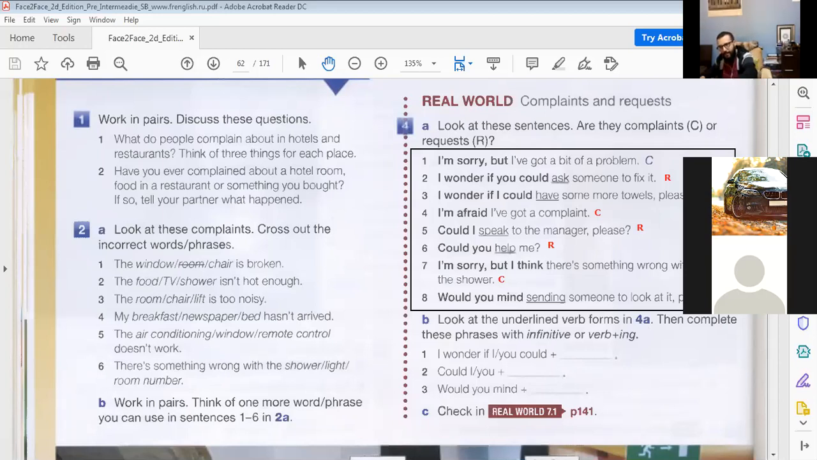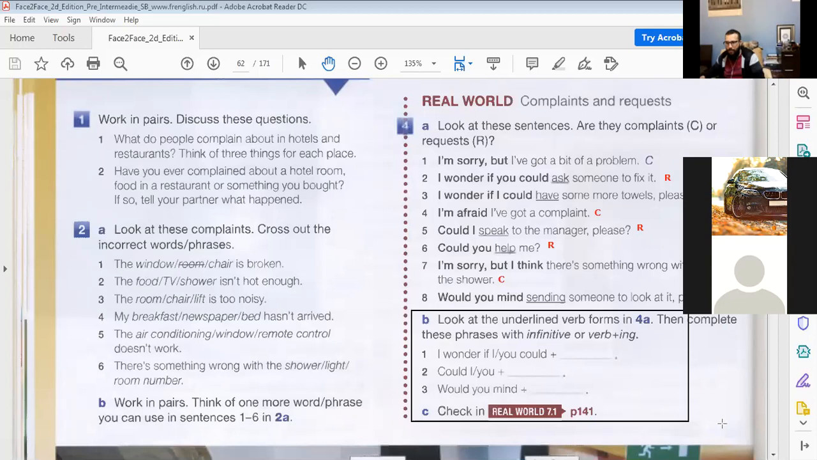So you can see here that they're not very different, I think, but maybe complaint is a little stronger, that's all. But I don't think they're too different. Anyways, let's check the second part of the question. Now here in the second part of the question, it says, look at the underlined verb forms, then complete the phrases with infinitive or verb plus ing.